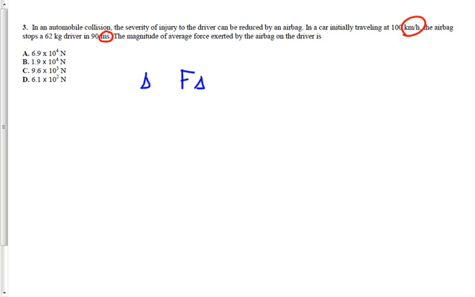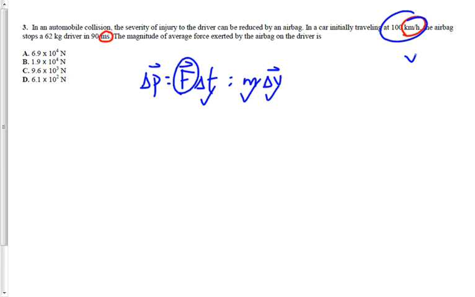We know that impulse is equal to F times T, and it's equal to M times delta V. We're looking for F. We've got T, we've got M, and we've got delta V. There is one more given we have here, actually. This is going to be VI. This is going to be M. This is going to be T. What else do we have here? VF is 0, right, because it stops.